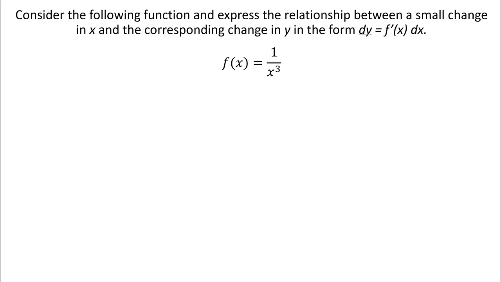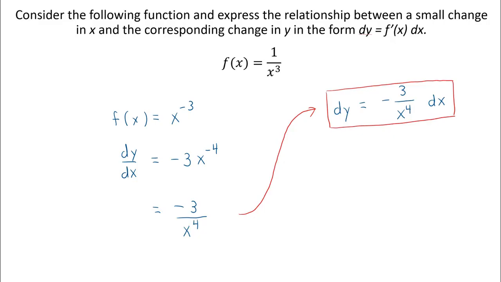Let's do the same thing for this function. f of x equals 1 over x cubed. Let's rewrite 1 over x cubed as x to the negative 3, and now find the derivative. So dy over dx, the derivative, is equal to negative 3x to the negative 4th power. Let's simplify this a little bit by getting rid of the negative exponent. So dy over dx is equal to negative 3 over x to the 4th. Now let's write this in differential form. Multiplying both sides by dx gives us dy is equal to negative 3 over x to the 4th times dx.